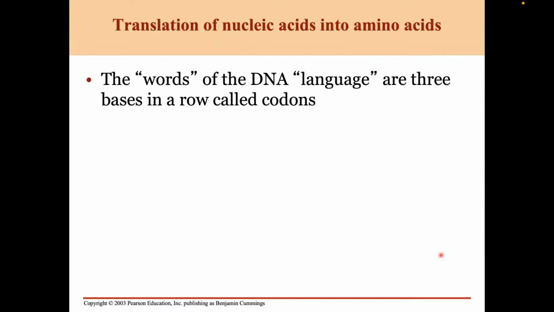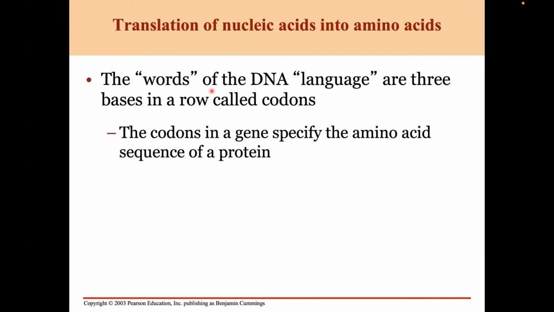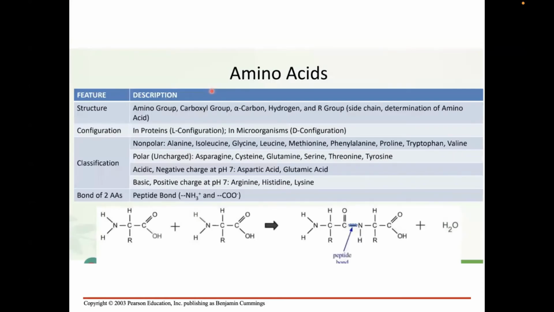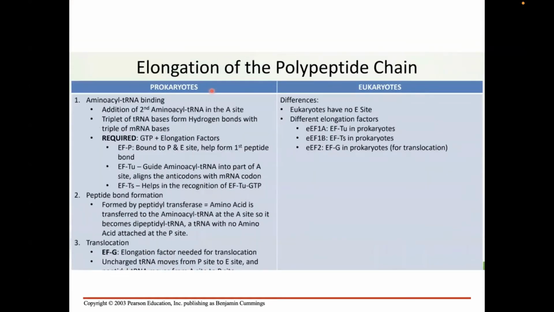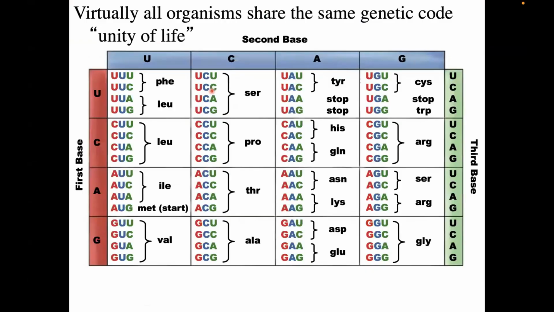Meron tayong tinatawag na codons, 'di ba? Yung tatlong bases in a row. Tatlong nitrogenous bases, 'di ba? Ang tawag po natin doon ay mga codons. And then the codons in a gene specify the amino acid sequence of a protein. Ito po siya. So depending on, bigay tayo ng example, depending on the sequence, okay? So each bases or each codons, meron silang nire-represent na amino acid.